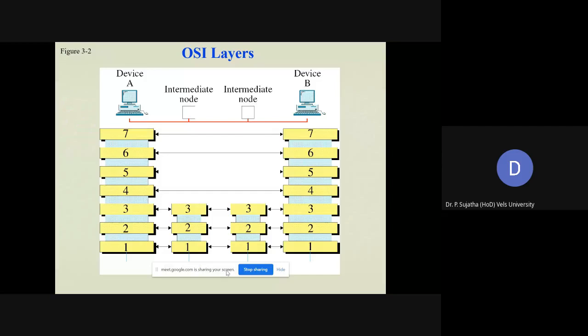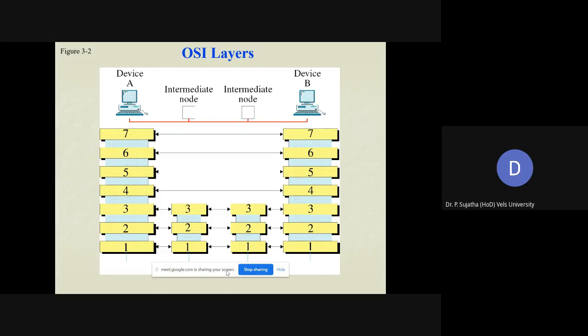Am I right? Similarly, if device A wants to communicate with device B, some intermediate nodes will be there between them. So only with the help of those intermediate nodes can device A communicate with device B. So let us see how they will communicate.